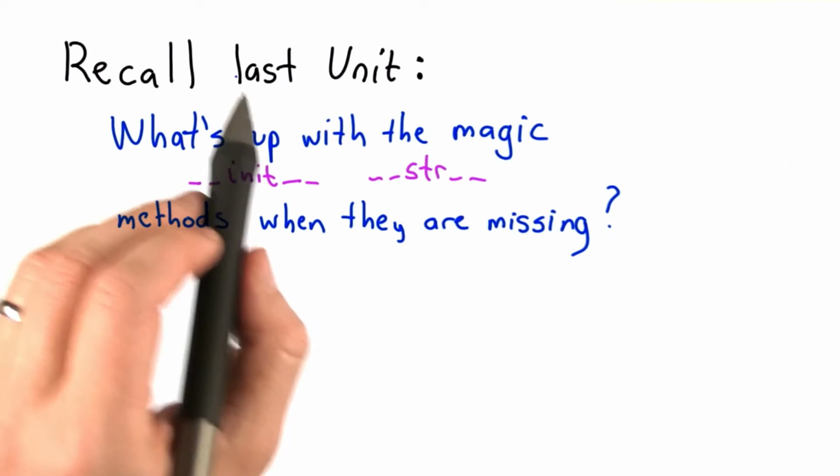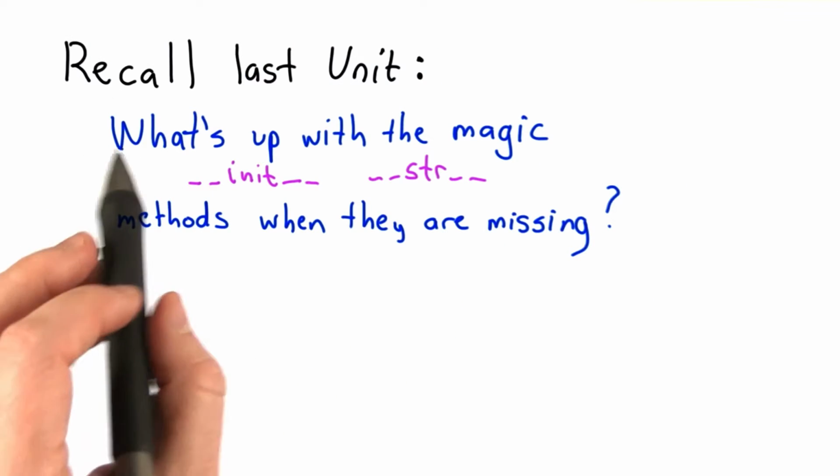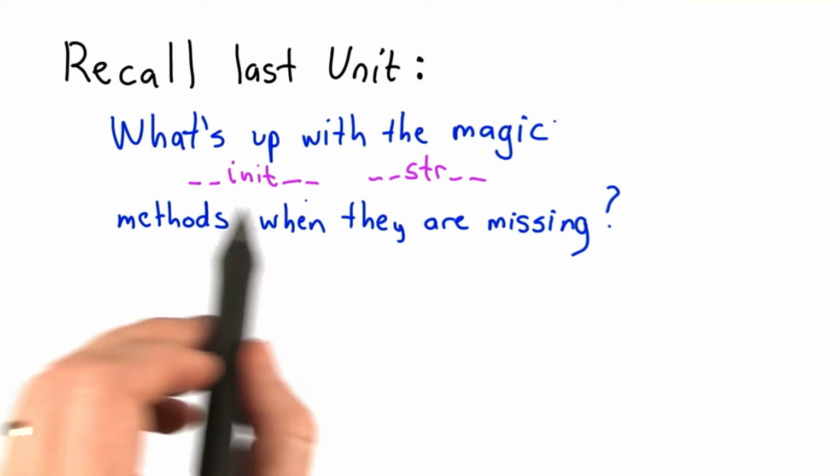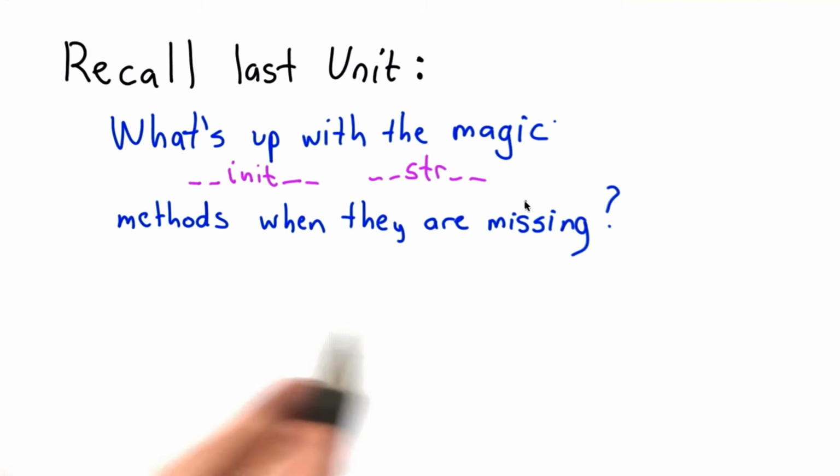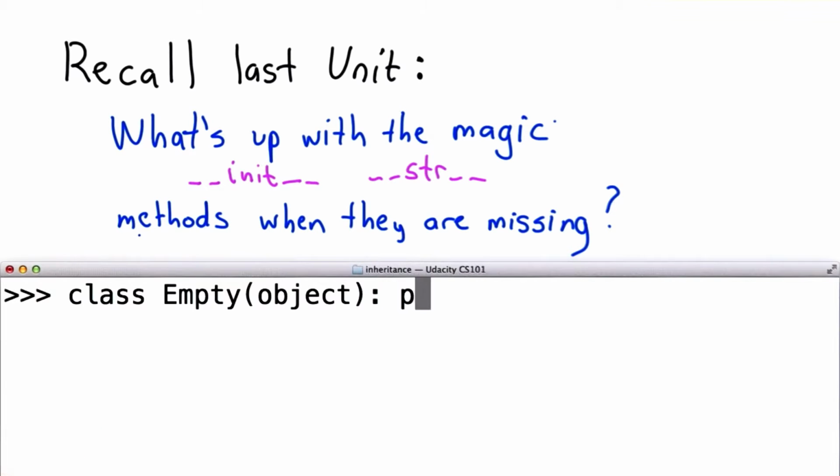So recall the question we ended the last unit with, which is what was up with these magic methods. We saw two of them, init and str, when we didn't define them in the class. It seemed like they were still there. That would make them pretty magical. They're not really that magical. So let me show you what's going on. So let me show you that they're actually there.